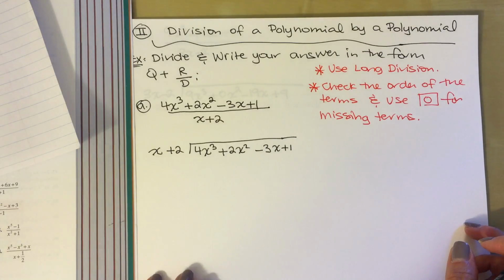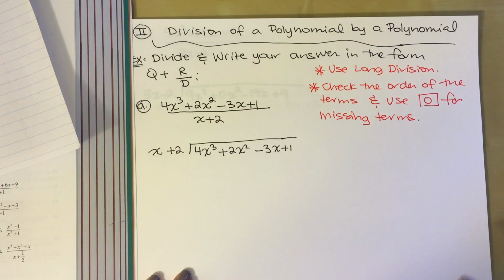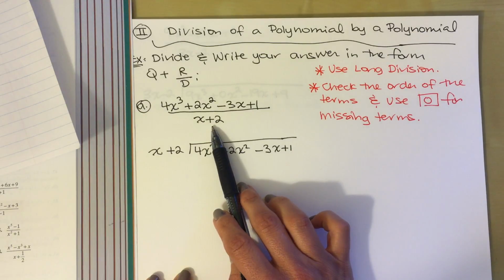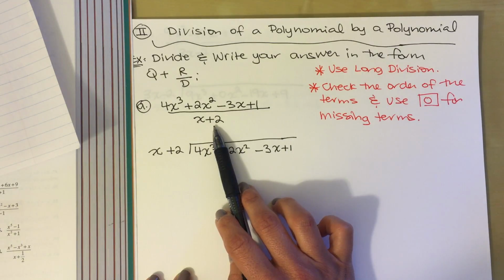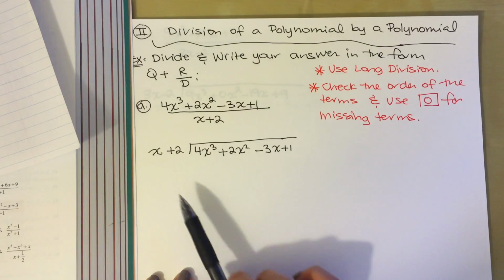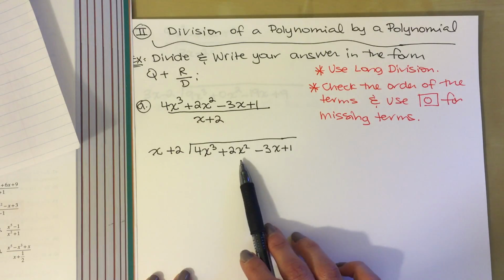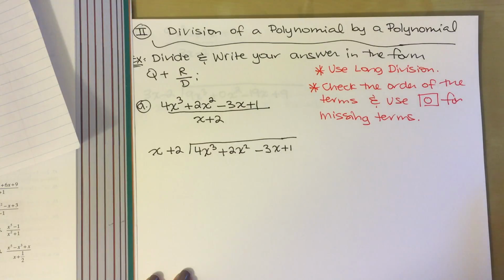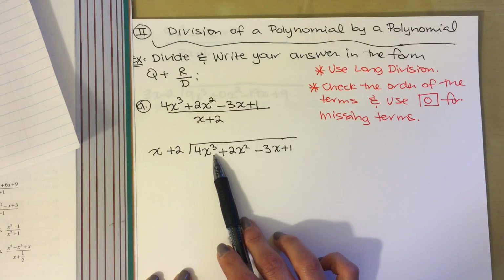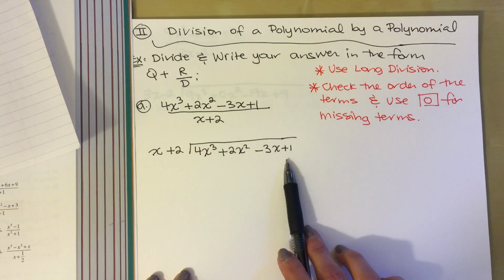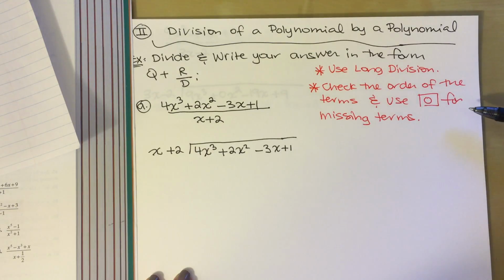Part 2 is division of a polynomial by a polynomial, meaning if you have more than one term in the denominator, then we need to use long division. So this is how you would write it out. You've got the outside binomial, and the inside we have 4 terms. We want to use long division, and in addition, check the order of the terms right here. It should go from largest exponent to smallest. Also, if there are any missing terms, we need to use 0. You will see that in the next example.